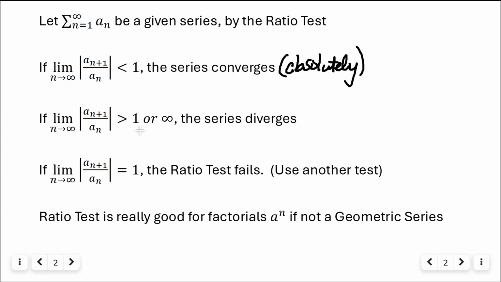All right, if the limit as n goes to infinity of a sub n plus 1 over a sub n is greater than 1 or infinity, the series diverges. And if the limit is equal to 1, the ratio test fails, doesn't work. You've got to use another test.